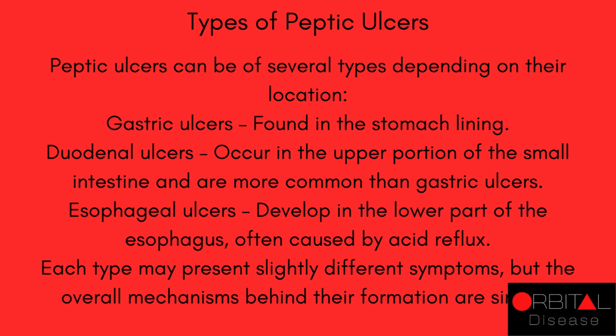Types of peptic ulcers. Peptic ulcers can be of several types depending on their location. Gastric ulcers are found in the stomach lining. Duodenal ulcers occur in the upper portion of the small intestine and are more common than gastric ulcers. Esophageal ulcers develop in the lower part of the esophagus, often caused by acid reflux. Each type may present slightly different symptoms, but the overall mechanisms behind their formation are similar.